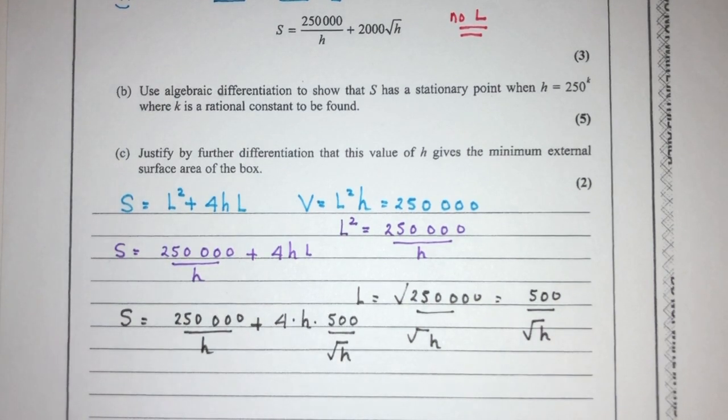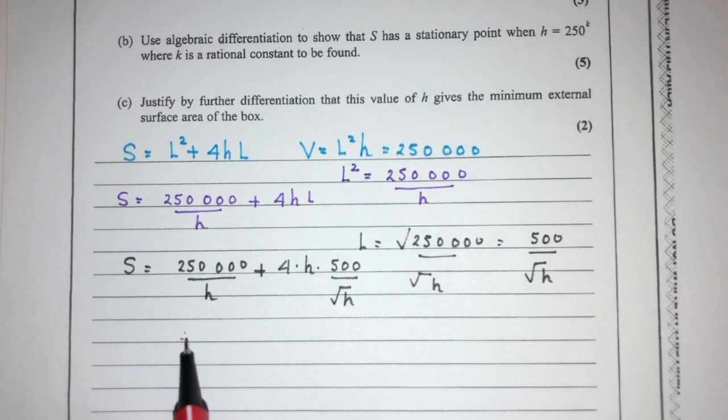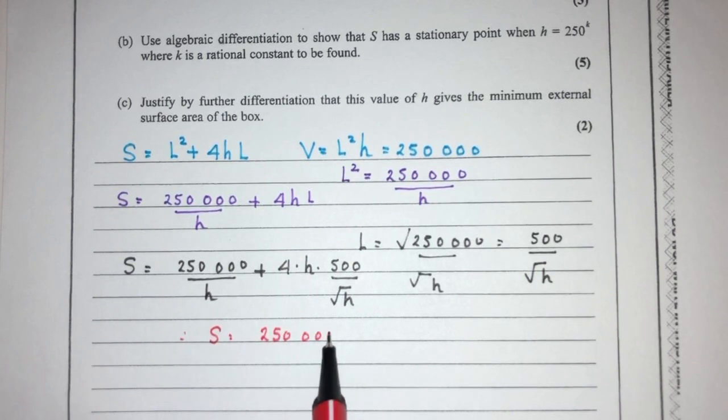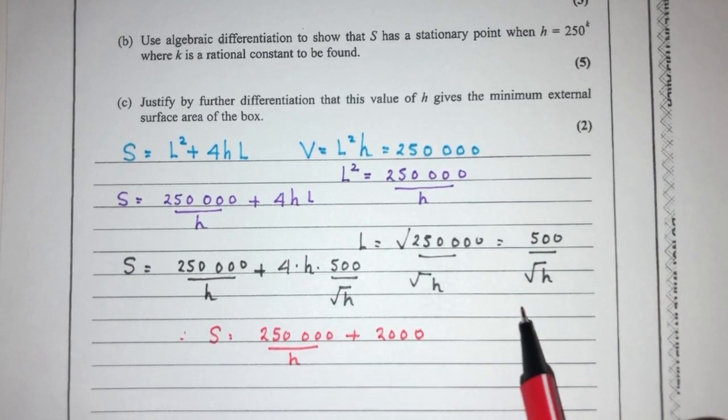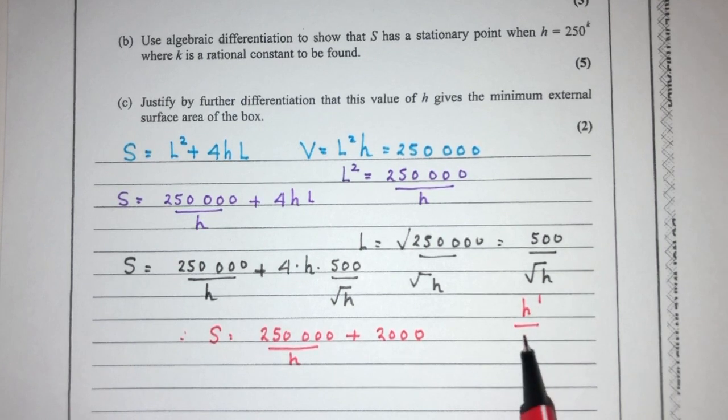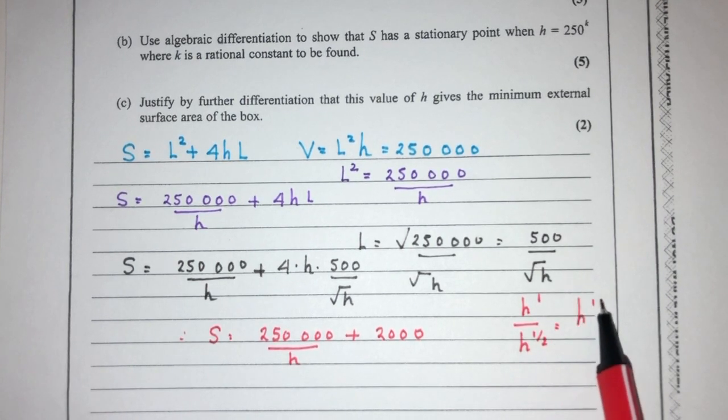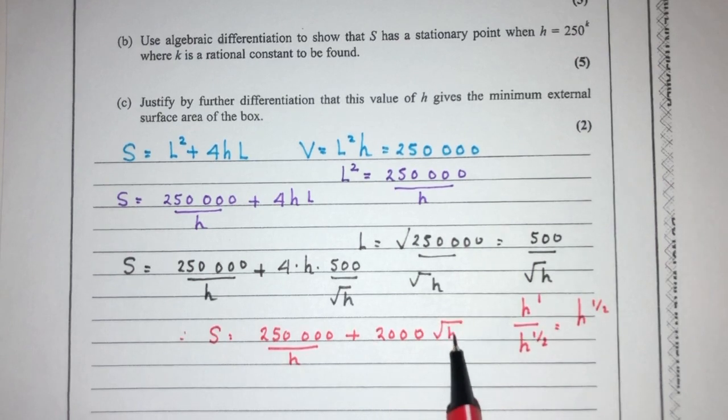Now you have to simplify, right? So one by one, eventually you will have S is equal to 250,000 over the value of H. And what is 4 times 500? That should be 2,000. And of course, here we have H power 1 divided by H power half, right? Which will give you H power half, which is root of H. And this is shown as required.